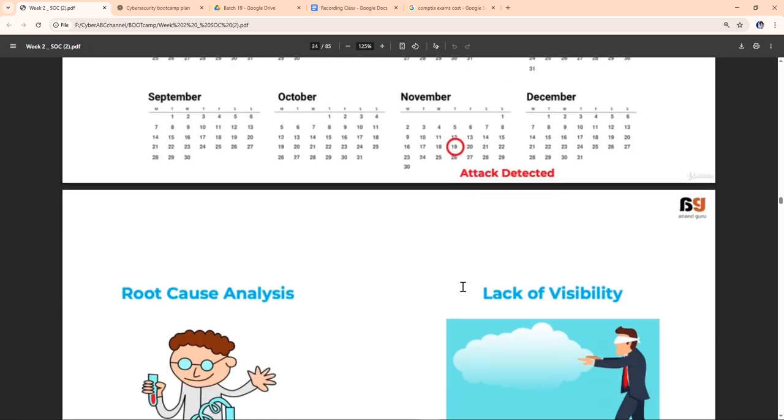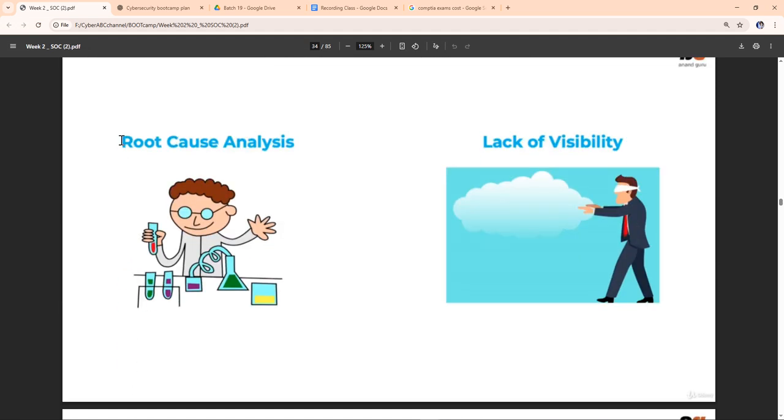So we've seen the root cause. When it was analyzed, we saw that the root cause is lack of visibility. Nobody was there to watch what was happening. Nobody was watching the goods. That was why it was able to come and go, no traces.